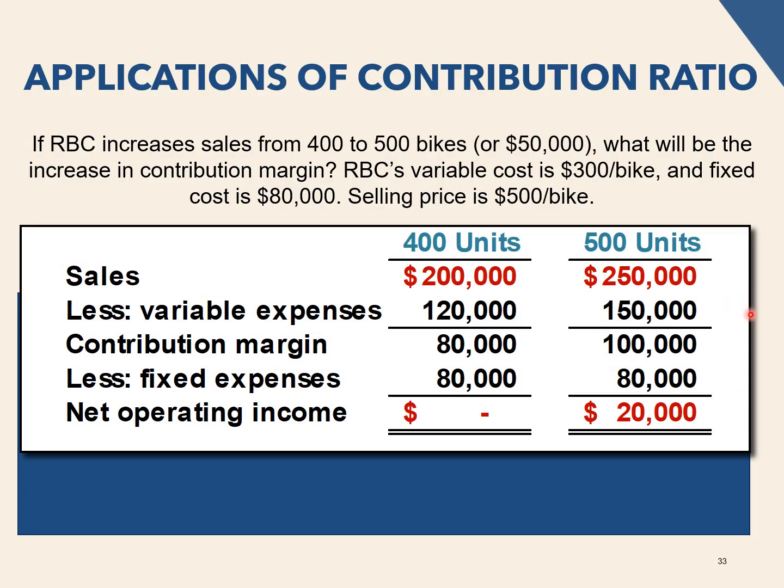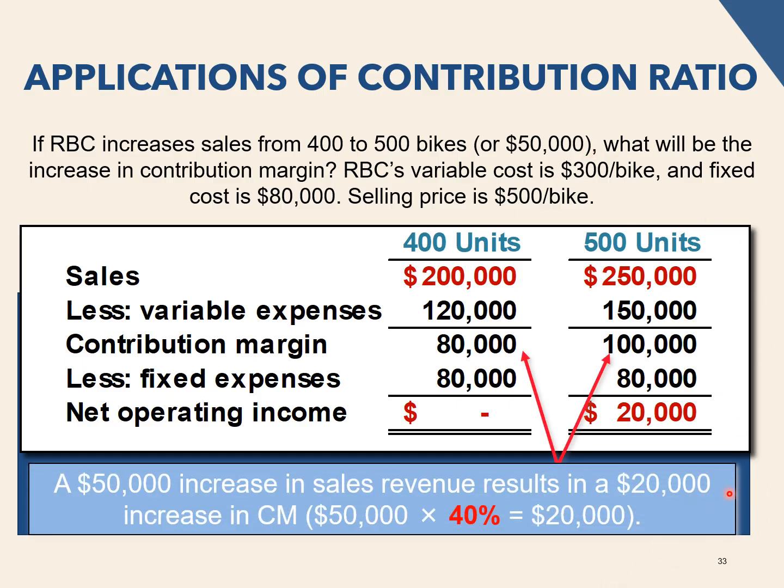You can see from the contribution income statement, sales increased from $200,000 to $250,000, which is a $50,000 increase. A $50,000 increase in sales revenue resulted in a $20,000 increase in contribution margin. You can simply take the $50,000 increase in sales times the 40% contribution margin ratio, and you will get $20,000 for the increase in net operating income.